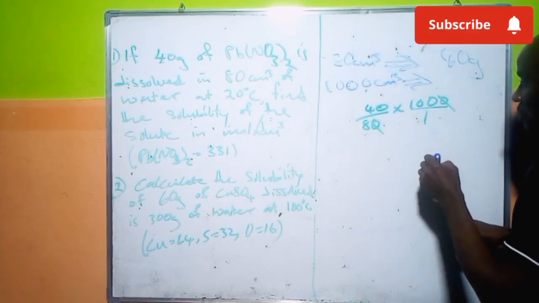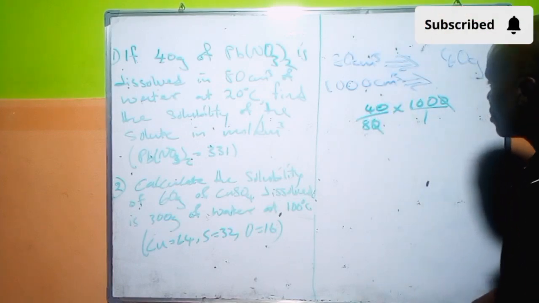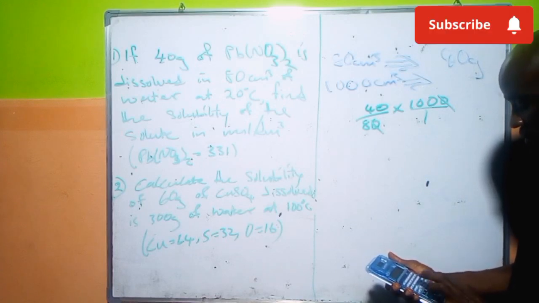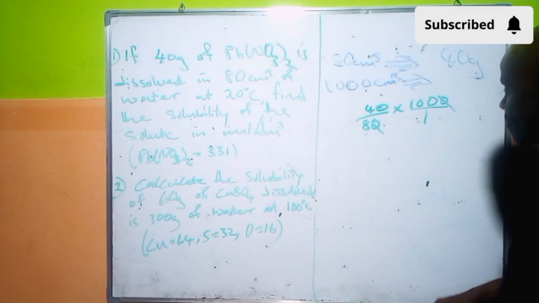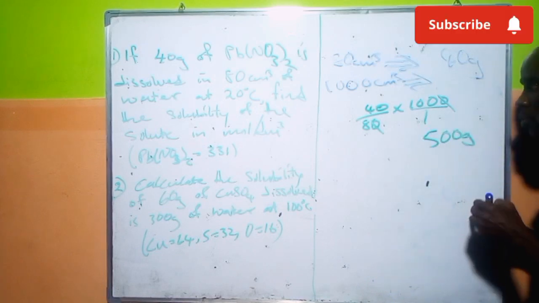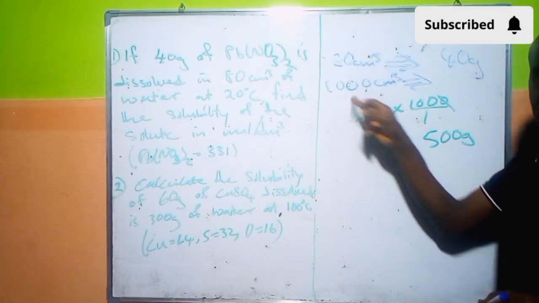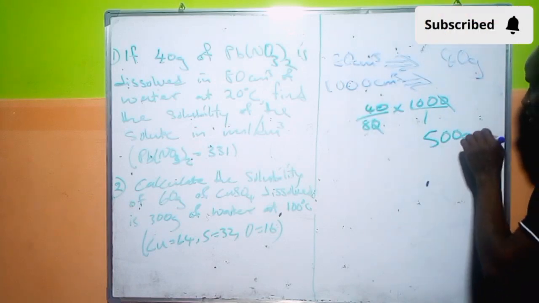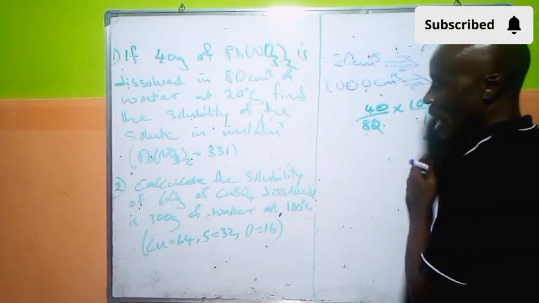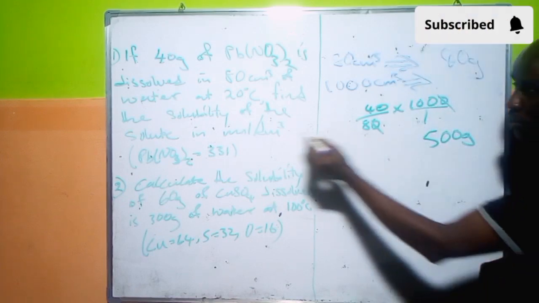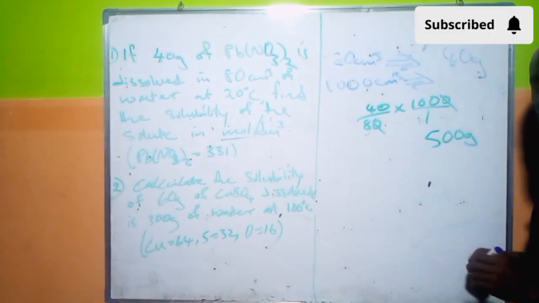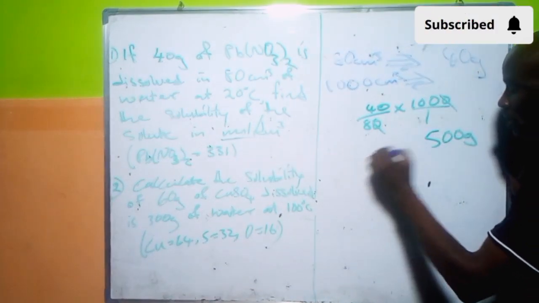I think I will use calculator to finish it up. So we have 40 times 100 divided by 8. That will be 500 grams. This is what saturates 1000 cm cube. Because we have this in grams, the next thing we do, because the question is asking us to get it in mole per dm cube, is convert this to moles.